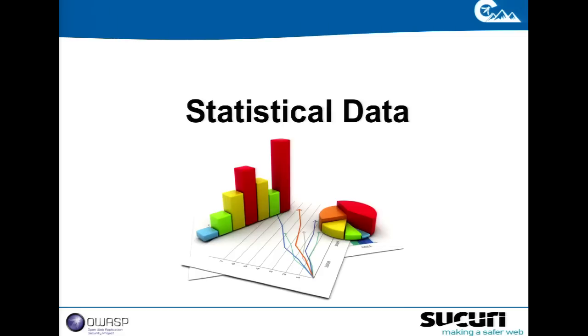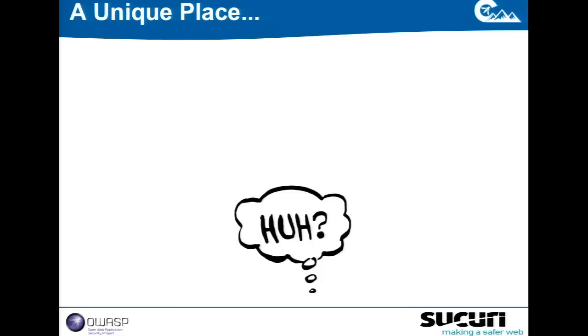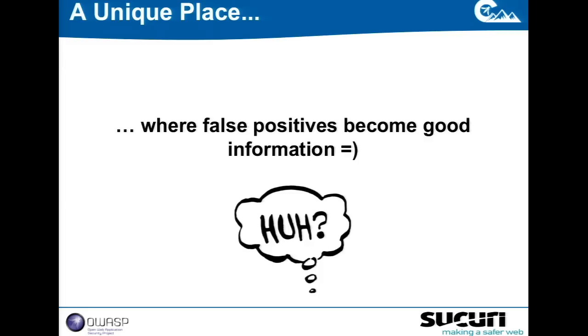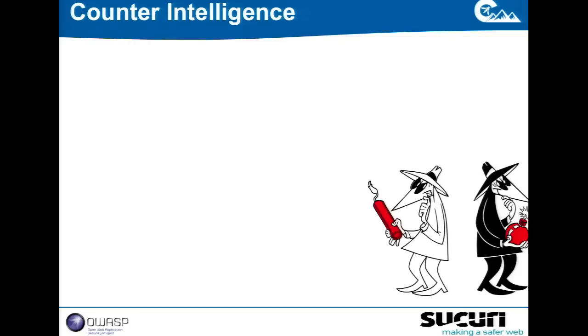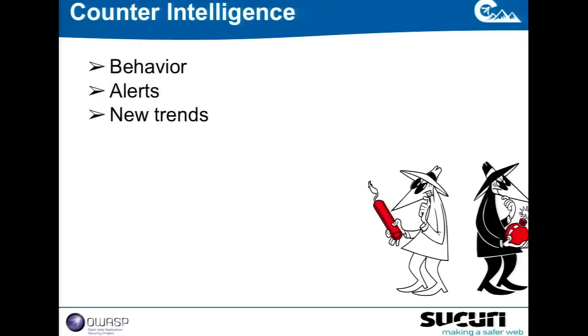I think I'm running out of time. So just to finish the fourth step, some statistical data. Statistical data is where false positives become something interesting too, because you could figure out what I'm doing wrong, or how I could improve. So you do some counterintelligence, work on behaviors and alerts to catch new trends, like those blog posts I mentioned before. When you release that, everybody starts to figure out, oh, we're being attacked.